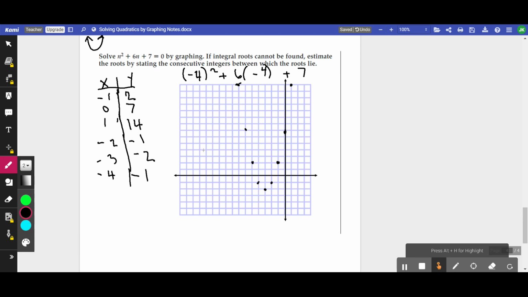And then you can connect your points here, now that you have all of them. So you can draw your parabola, the graph of your quadratic.